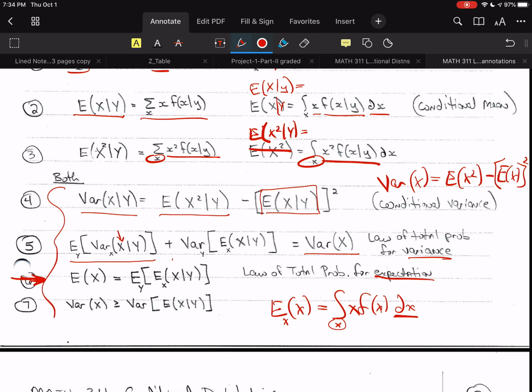You'll notice again that the random variable in the conditional is x, and so that is the variance that we end up with. And we'll prove these.